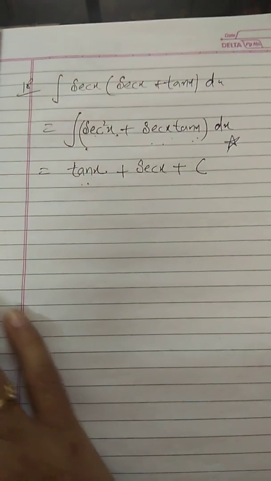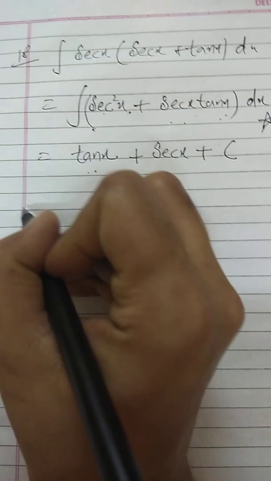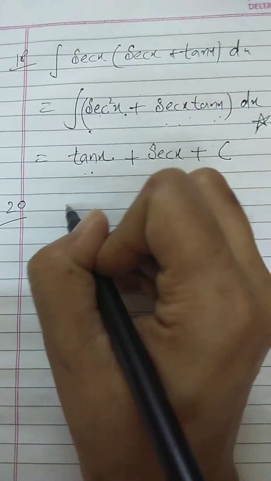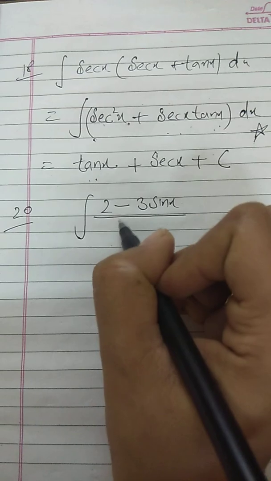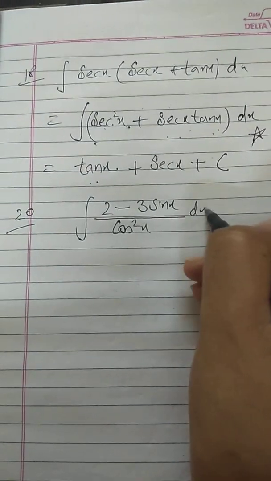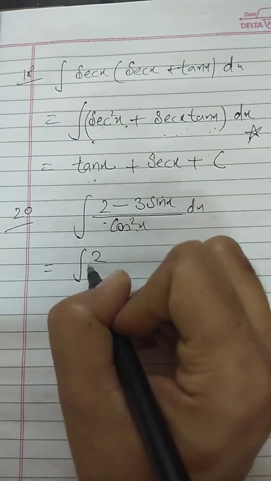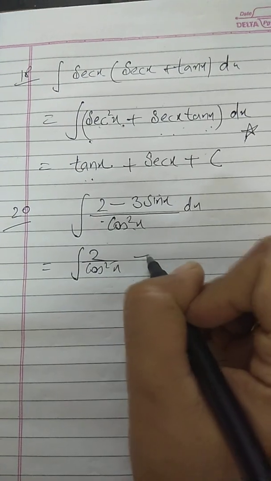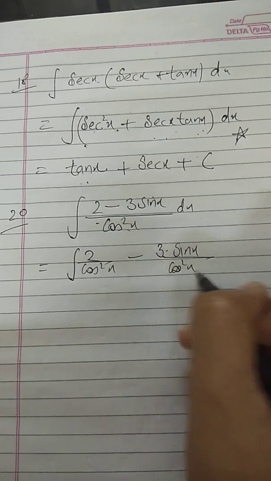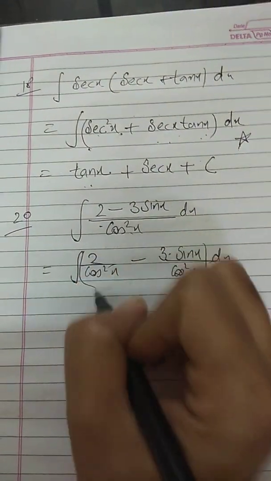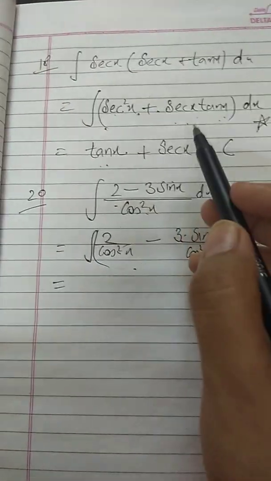Okay, similarly sum number 19, sum number 20 also we can do. So let me do here sum number 20, and it is 2 minus 3 sin x divided by cos square x dx. Once again, first of all we will separate the terms. It will be 2 upon cos square x minus 3 sin x upon cos square x dx. So if you notice here, it is once again almost the same formulas we are getting here.